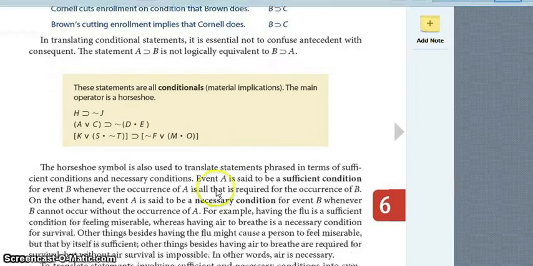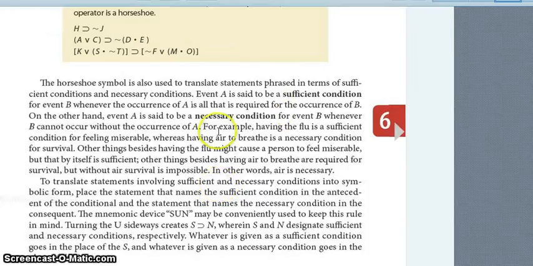And there's a good illustration. I like this. Okay, so right here, for example, having the flu is a sufficient condition for feeling miserable. Okay, that would be, let's see, having the flu, so F, is a sufficient condition for feeling miserable. We'll put M. So this would be F horseshoe M. Having the flu is a sufficient condition for feeling miserable.